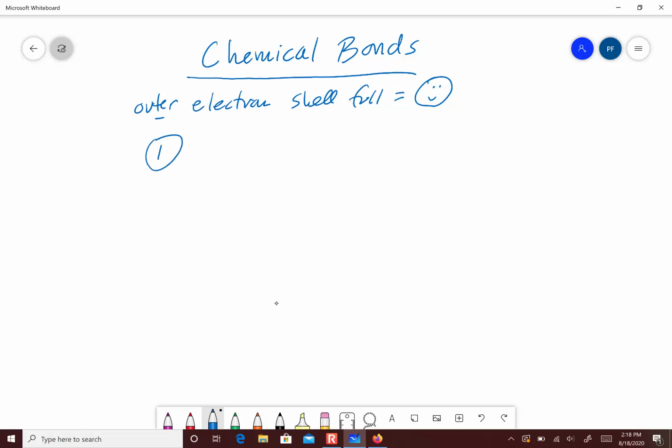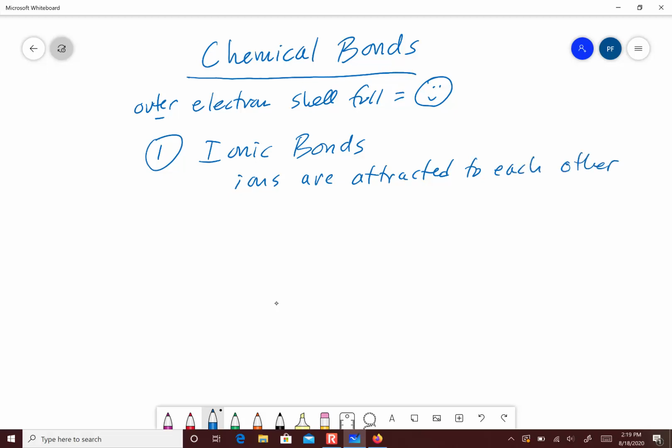Okay, so I'm going to tell you two of the major kinds of chemical bonds that we have here. So we have what are called ionic bonds. Okay, and this is when ions are attracted to each other. Right, so we talked about ions, they're charged, right? So plus likes minus, minus likes plus. They have that physical attraction, charged attraction for each other.